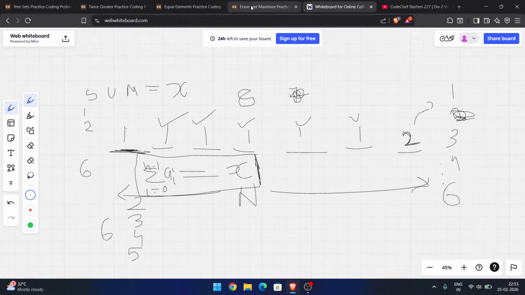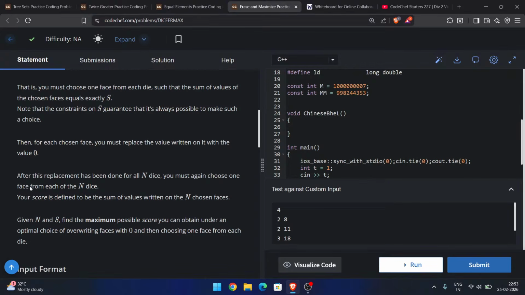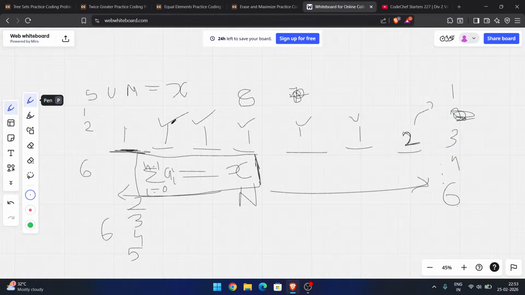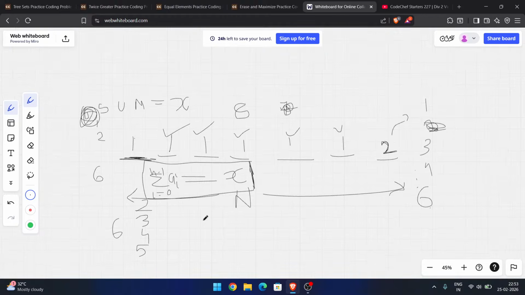Whatever number we have chosen, we are replacing it with 0. So basically, we are not choosing that element again. 0 is the smallest among these, so it will not contribute to our answer. If we can't choose the element which we have chosen earlier, now we have to maximize our score. So after applying this, what is the maximum we can get?